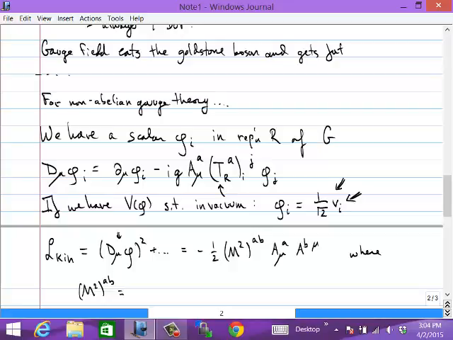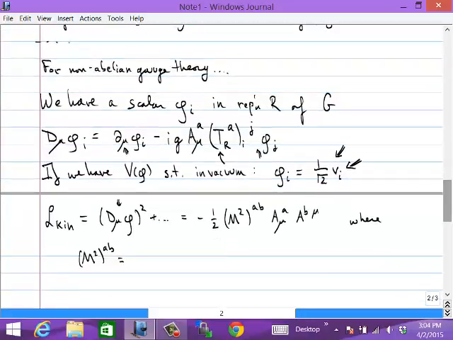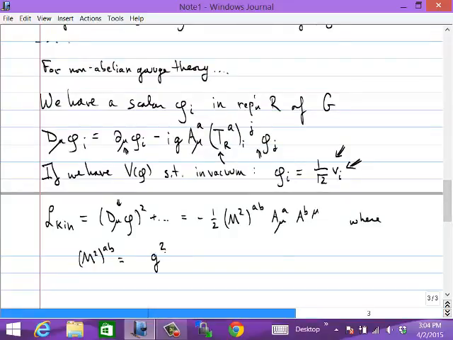So here we're just going to ignore the partial derivative of phi for a second and just square this term. So what do you get? Well, you'll get something like g squared times v_i T^a T^b _ij v_j. I'm totally bad about whether I write my indices upper or lower, but you know what I'm saying here.